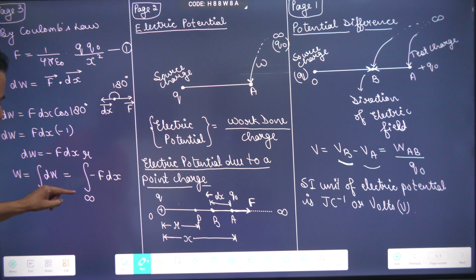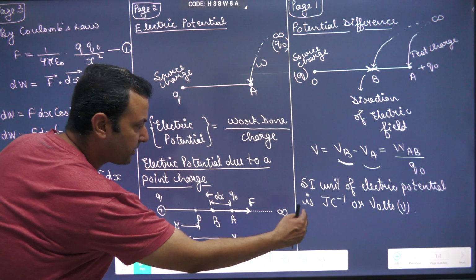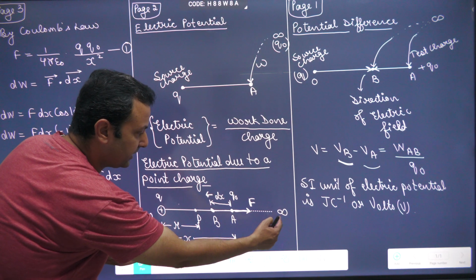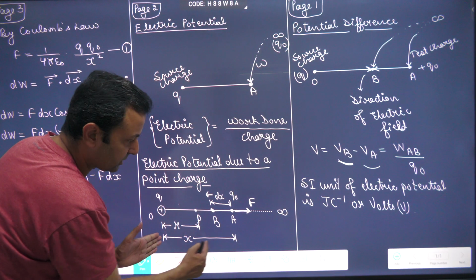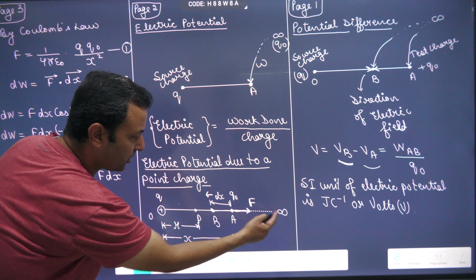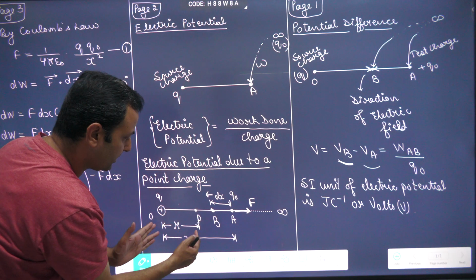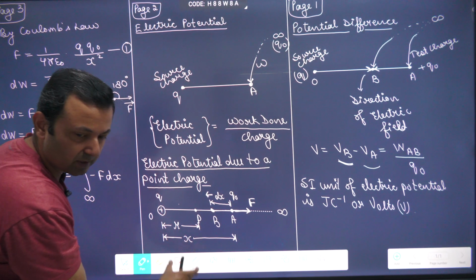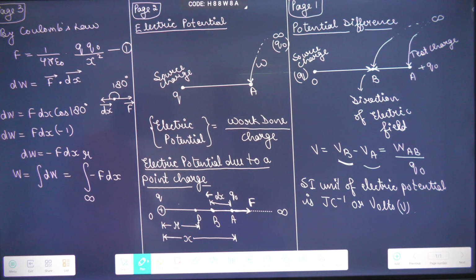I write the initial limit, the lower limit, here and the upper limit here. So I am bringing this test charge from infinity. That is, if I take infinity to be the distance, then x will be equal to infinity. And if I am bringing this charge q naught from infinity to point P, then what is the distance between O and P? It is R. Means x becomes equal to R. Is this clear to you?